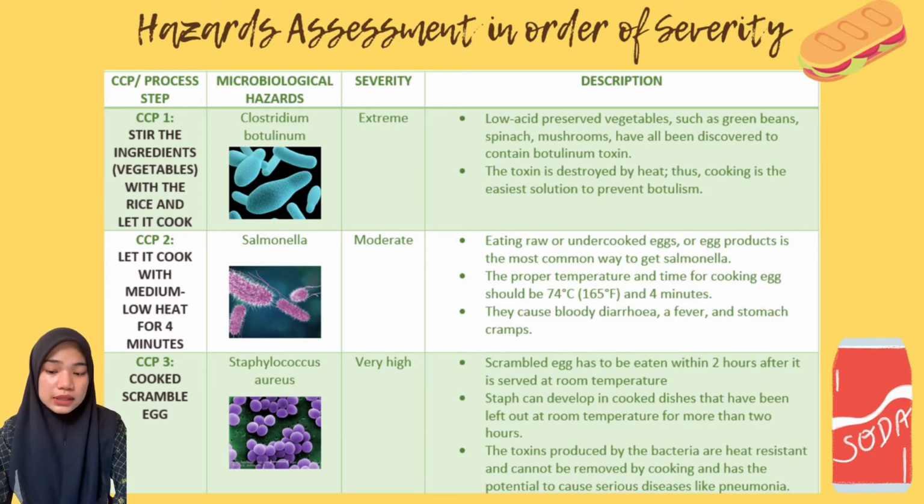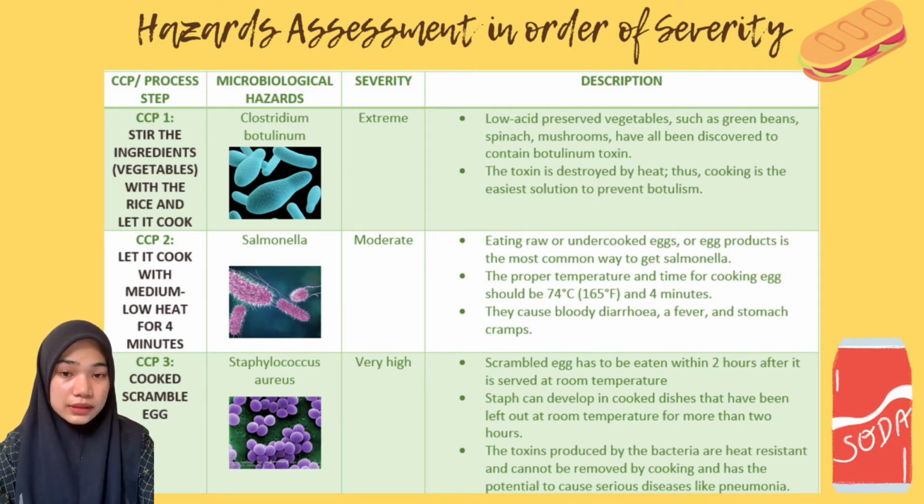The microbiological hazard that can be found is Salmonella. The order of severity is moderate. Eating raw or undercooked egg or egg product is the common way to get Salmonella. The proper temperature and time for cooking egg should be 74 degrees Celsius and 4 minutes. They cause bloody diarrhea, a fever, and stomach cramps.